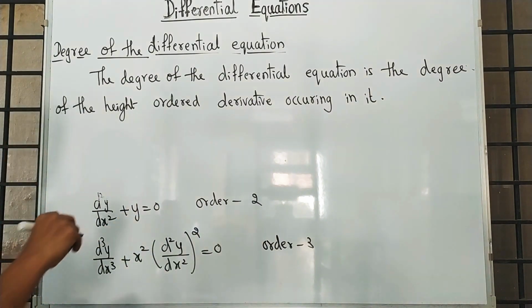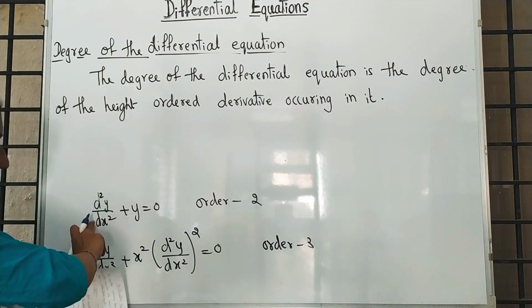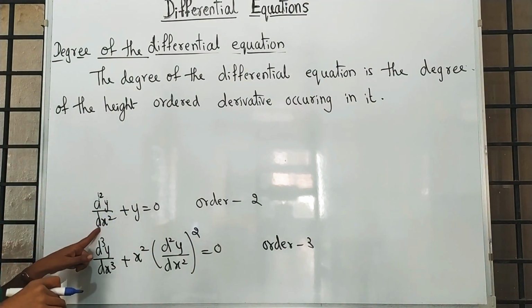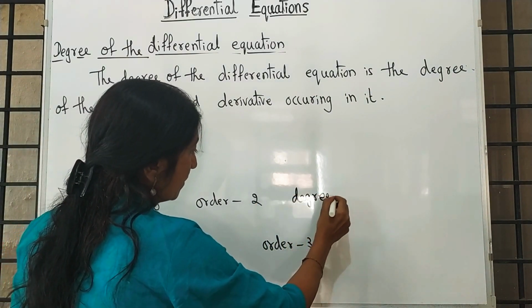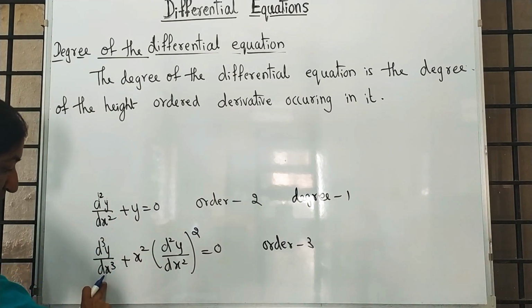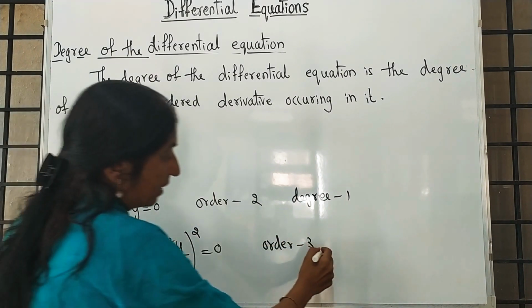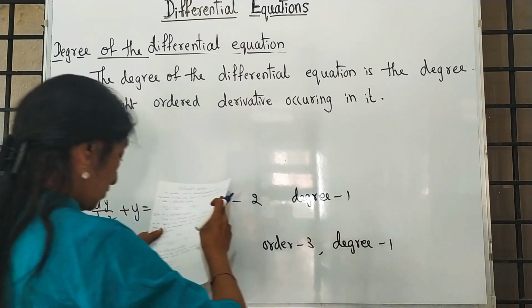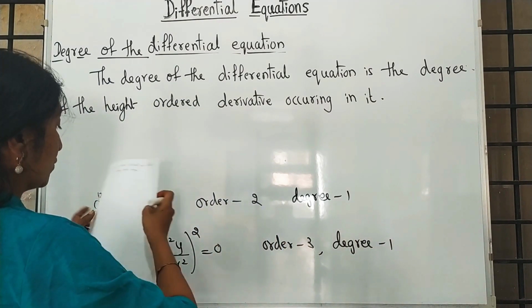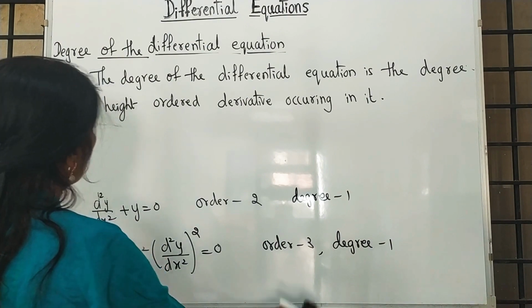See, in this example only I will explain. Maximum time differentiation is twice, its power is 1. So, its degree is what? 1. Here maximum time differentiation is thrice, its again degree is 1. Degree is 1. Understood? Like this we have to write. Write on one and note.